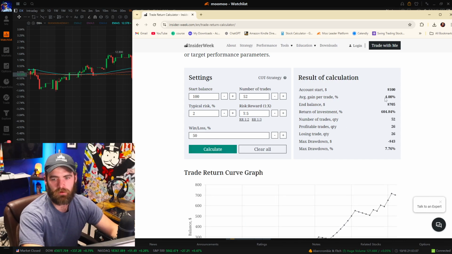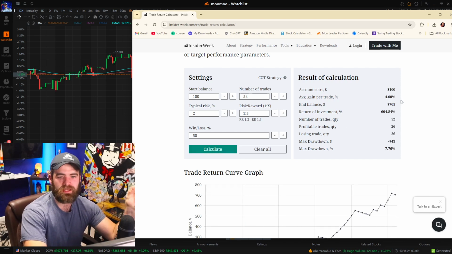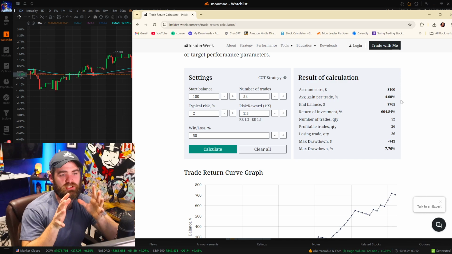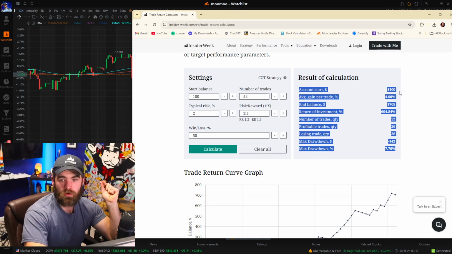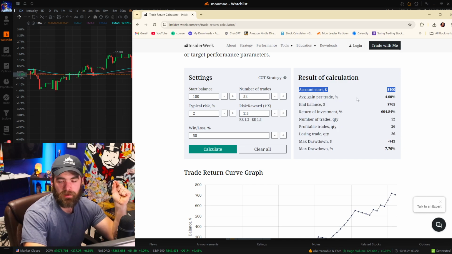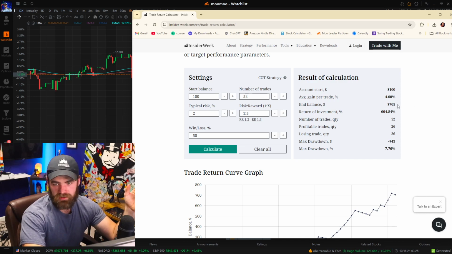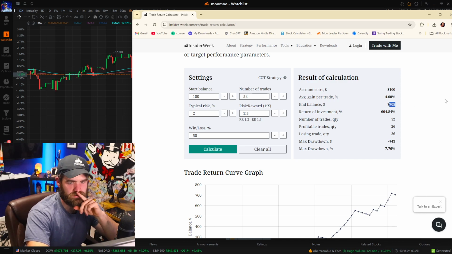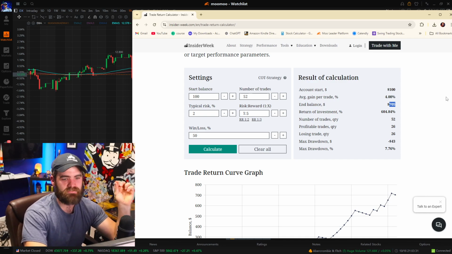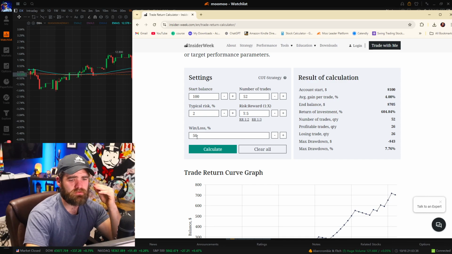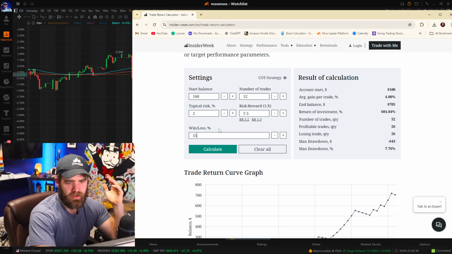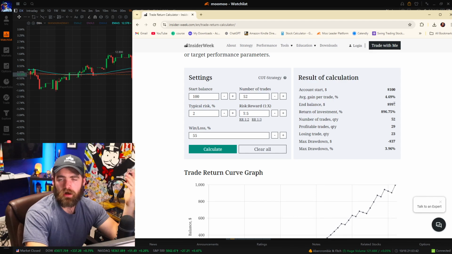So let's calculate this out. So the reason why having a good risk and reward, and especially with a calculator where you can visually see it, is this. So you would start with about $100. Your average gain per trade would be about 4%. And your end balance after a year is $705. So now imagine if you were just a little better at 55%, right? Pretty much $1,000 off $100.